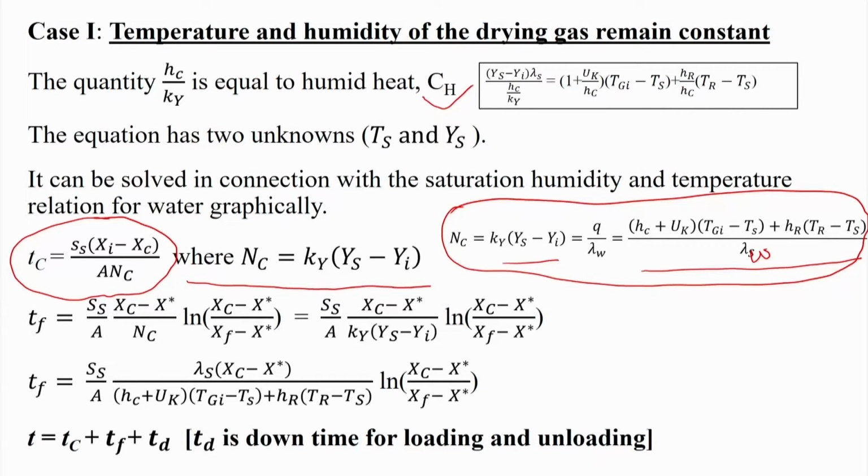So, we can say this is the drying time at the constant drying period, that is S_s into (x_i minus x_c) by A into N_c, that we have already derived in the previous class. For the falling rate period, we are assuming that it follows the linear relationship. So, in that case also, we have already derived this equation for this condition.